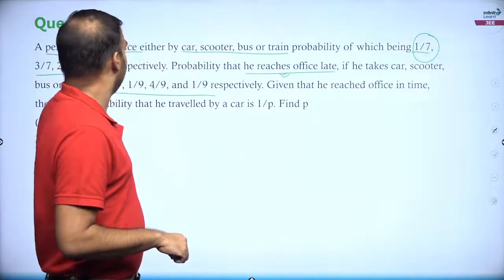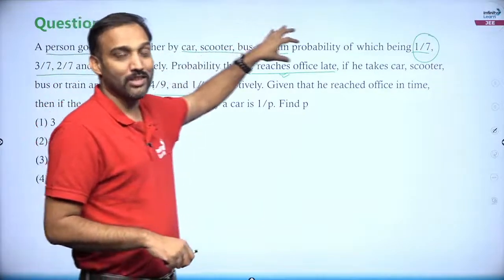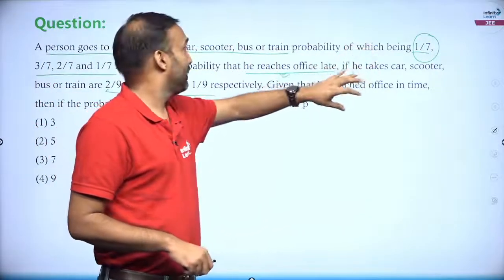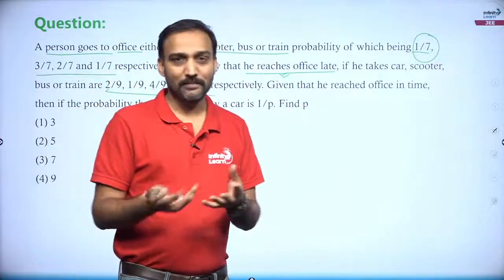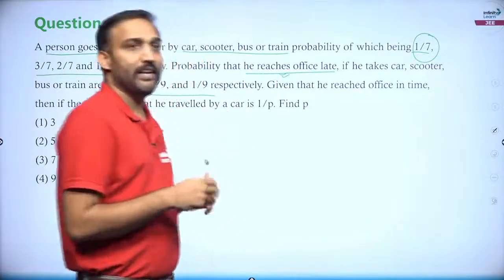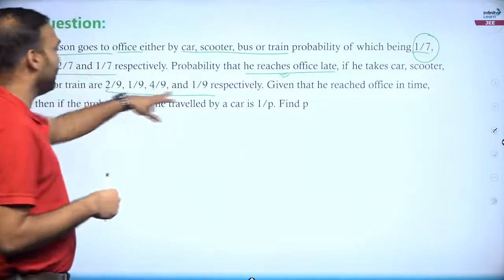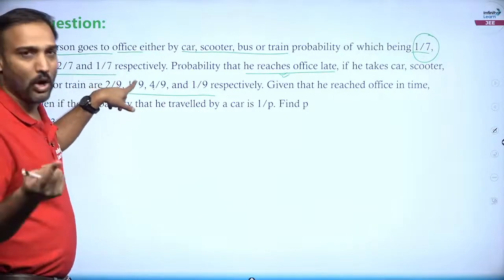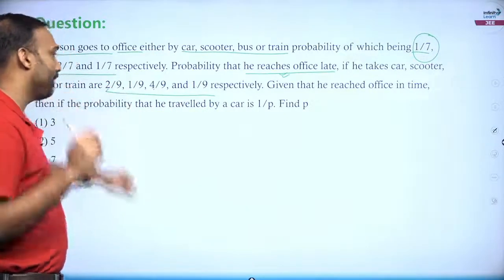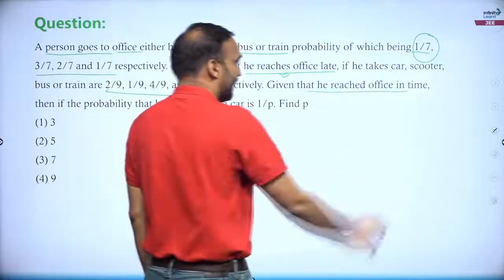Over here, the person goes to the office, so he will take either a car or a scooter or a train or a bus, right? The sum of all these 4 will be 1. Exactly, Rishabh, he does not reach late every time. So the sum of these 4 will not be 1. Reaching late by a bus and reaching on time by a bus, the sum of these two should be equal to 1. Now it is also given that he reached office in time, right?